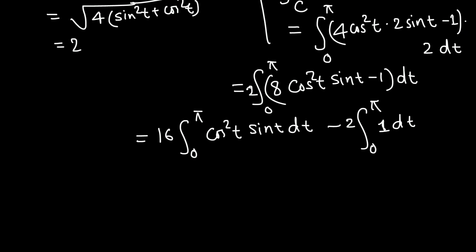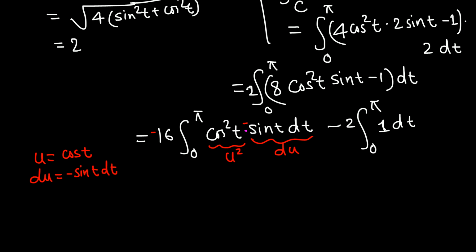Here we have a product of two things. That means either integration by parts or u substitution. In this case we can use u substitution because the derivative of cosine is sine, with a negative sign. Let me do it on the side. If we let u be cosine t, then du is negative sine t dt, or sine t dt is just negative du. To cancel this negative 1, we put another negative 1 outside. This way we have u squared and du.